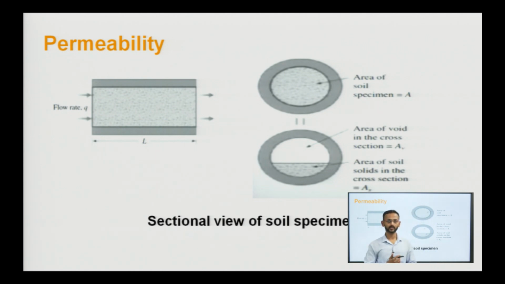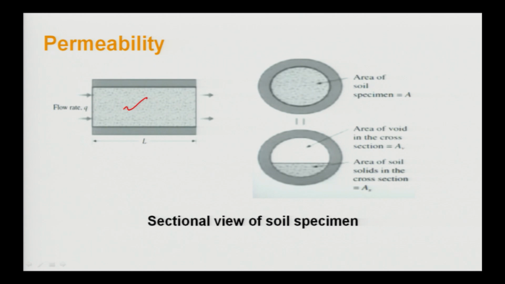See here in this diagram, we consider this soil, and flow is from this direction to this direction, the rate of flow is q, and the length of flow is L. When we consider this cross section, it will be a circular cross section. This is the actual area of the specimen. Here we considered this A, and the velocity was V.